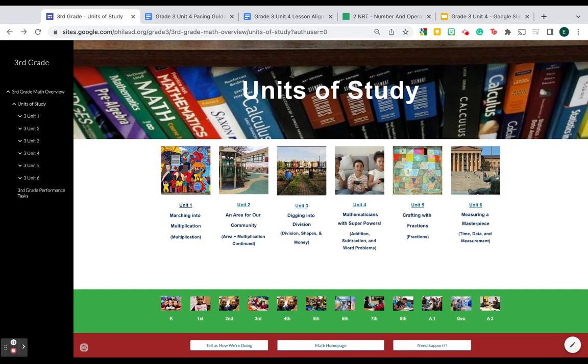Before we dive into third grade Unit 4, I just want to situate us in the grander picture of the year. There are 6 total units in third grade, and you've just completed the first half where your focus was really on multiplication and division. You started with multiplication, and then you applied it and extended it by looking at area.